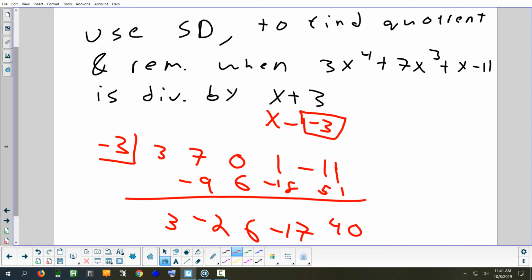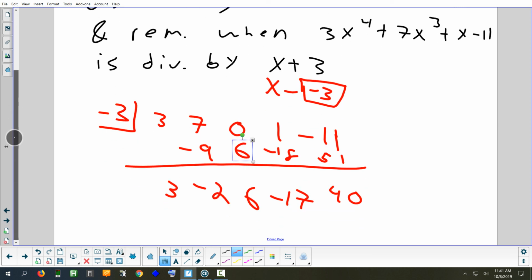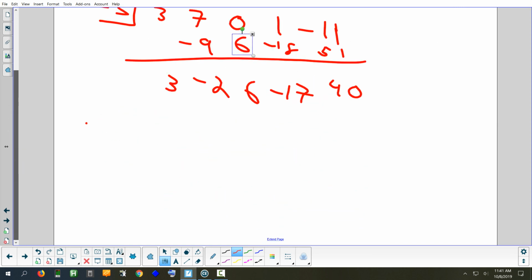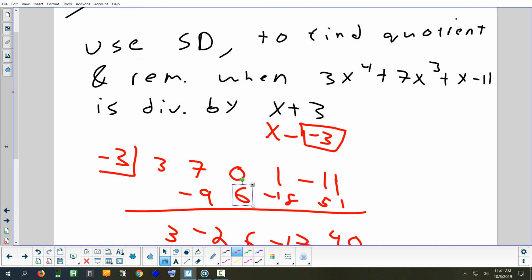Double check me because I did it kind of fast and I was talking as I did it. But that's the whole division problem, done. A lot faster than long division. So the pattern is bring down, multiply, add. Multiply, add. Multiply, add. You keep going. So what's the remainder here? 40. Yep. Which means that x plus 3 is not a factor.